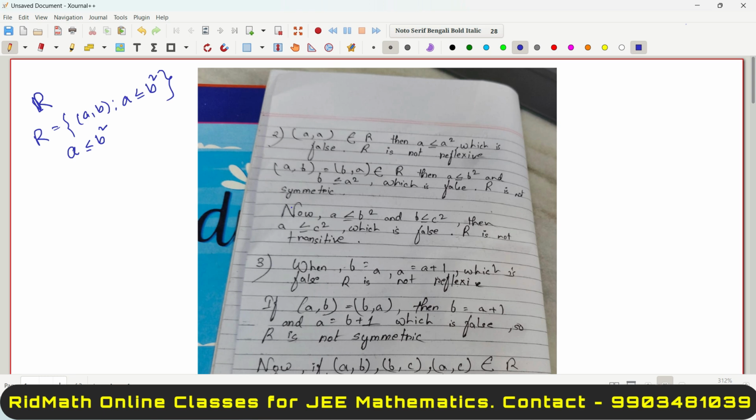But this is a vague statement. For some a belonging to the real numbers, a is less than a square, and for some other a, a is greater than a square. So you have to find those a's for which a is greater than a square, then you can say that this relation is false.